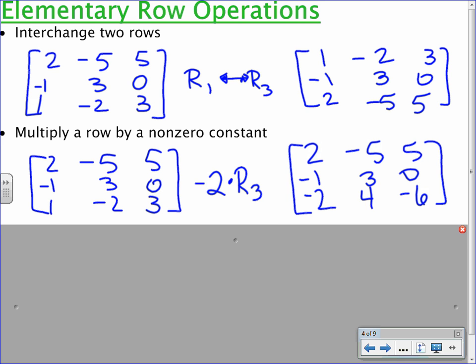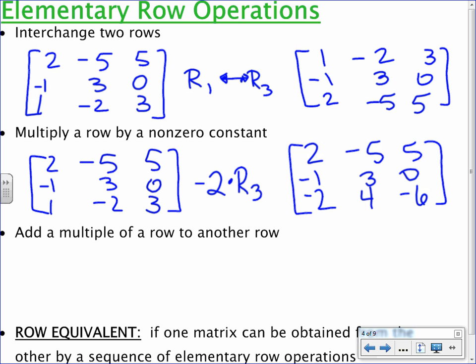The last operation that is legal is adding a multiple of a row to another row.